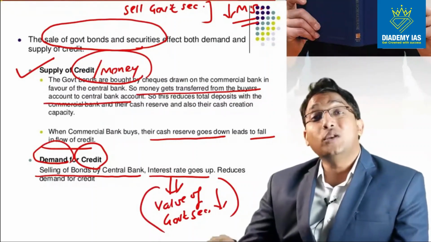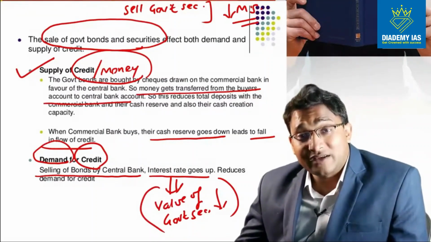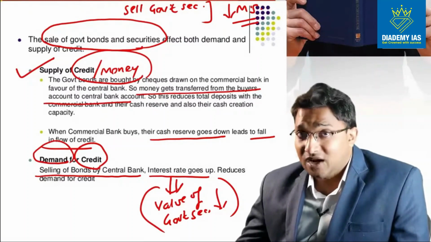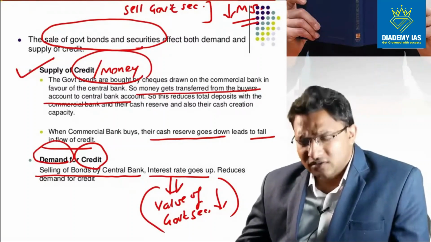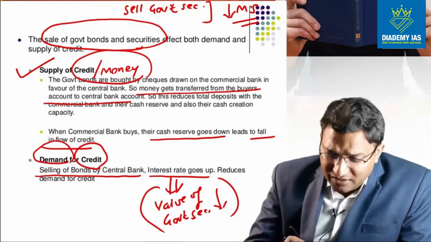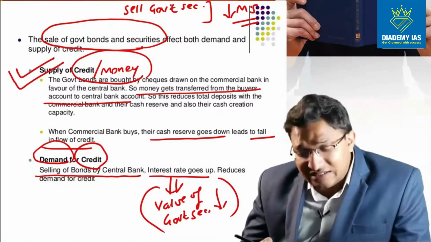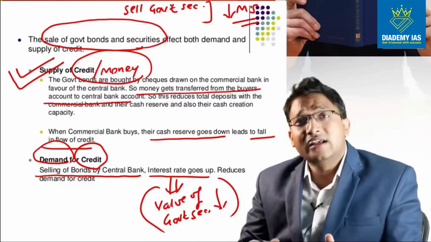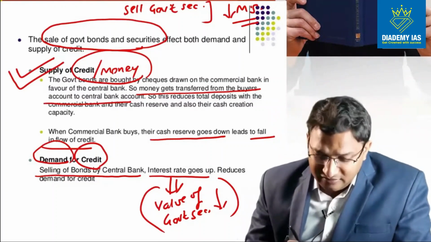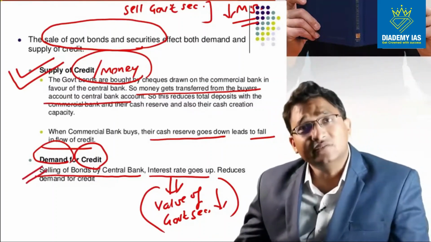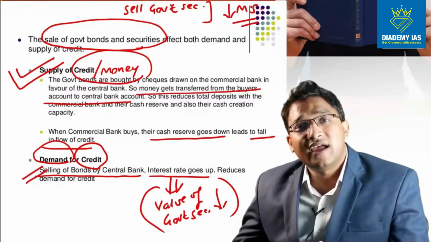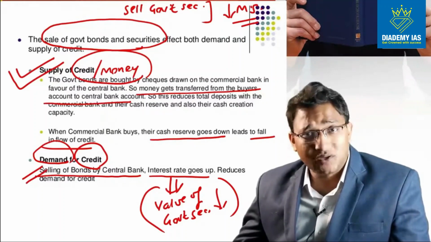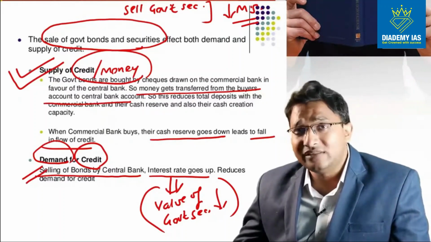Therefore, not only the supply of money is coming down, but also the demand for money is coming down, right? The good thing is that the supply of money decreases in much more proportion than the demand for credit. Therefore, the impact is as desired. The impact is not nullified by the fall in the demand for credit.